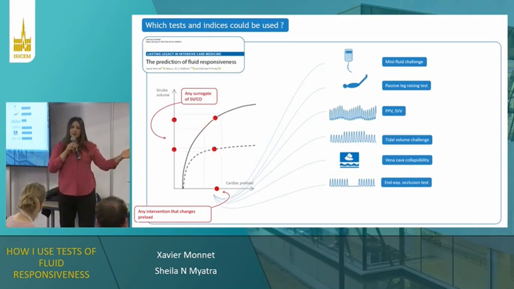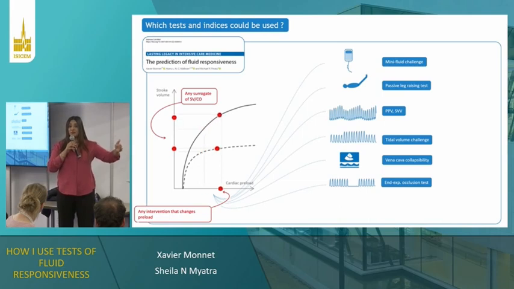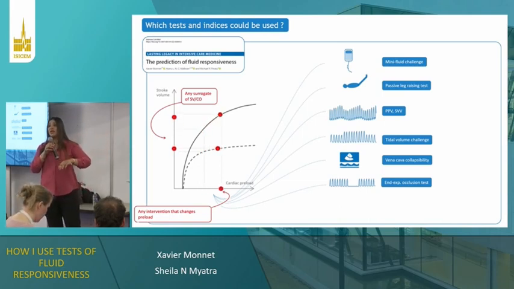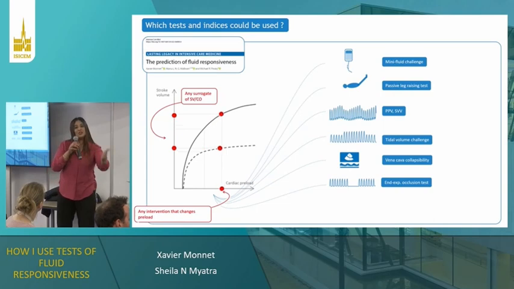But like Prof. Monnet said, if you're not a fluid responder, not only will it not cause any benefit because your cardiac output is not going to increase by giving more fluid, but it can actually produce harm in some patients. And that's why we have to be very careful. So the testing doesn't come when a patient just comes to you. It comes after the initial resuscitation.